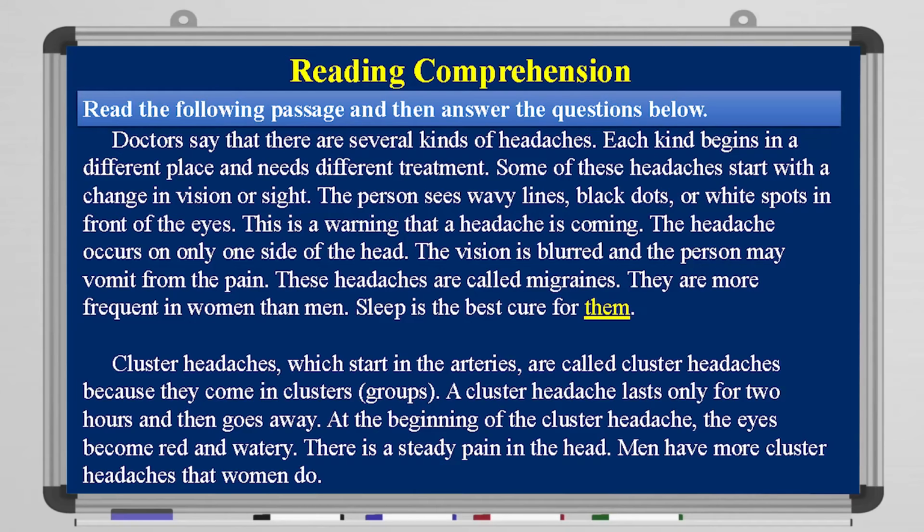Doctors say that there are several kinds of headaches. Each kind begins in a different place and needs different treatment. Some of these headaches start with a change in vision or sight. The person sees wavy lines, black dots or white spots in front of their eyes. This is a warning that a headache is coming. The headache occurs only on one side of the head. The vision is blurred and the person may vomit from the pain. These headaches are called migraines. They are more frequent in women than men. Sleep is the best cure for them.